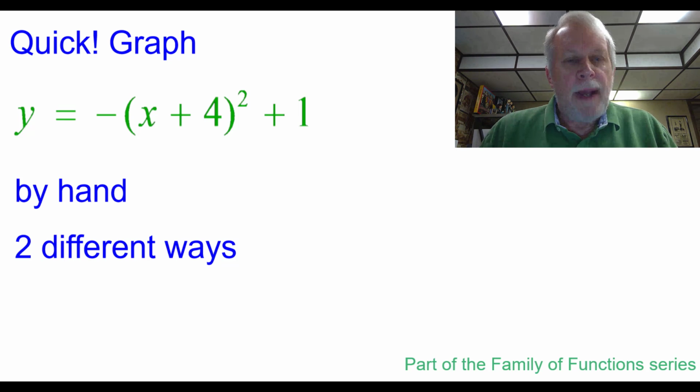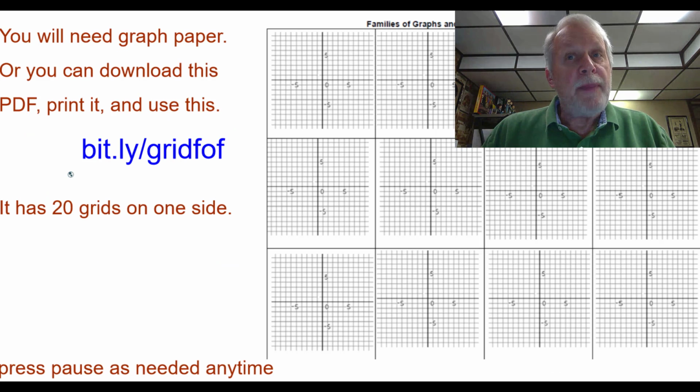Quick, graph y equals the opposite of the quantity x plus 4 squared plus 1 by hand 2 different ways. This is part of the Family of Functions series. You will need graph paper, or you can download this PDF and print it. Press pause as needed anytime during this video.